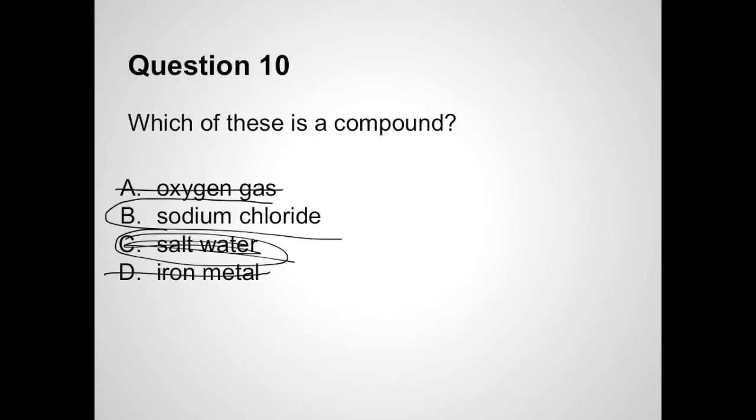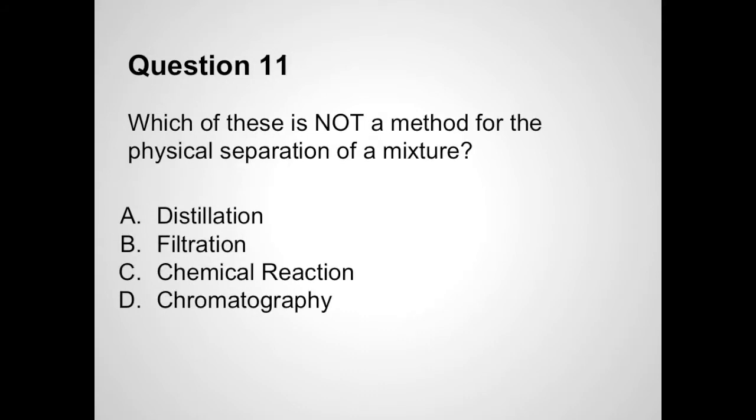Sodium chloride, it kind of gives itself away because you've got the names of 2 different elements in there, sodium and chlorine. In the ionic form, we call it chloride. So sodium chloride would be a compound. Which of these is not a method for separating a mixture? Well, this one kind of gives itself away again. A chemical reaction is not a physical method of separation.